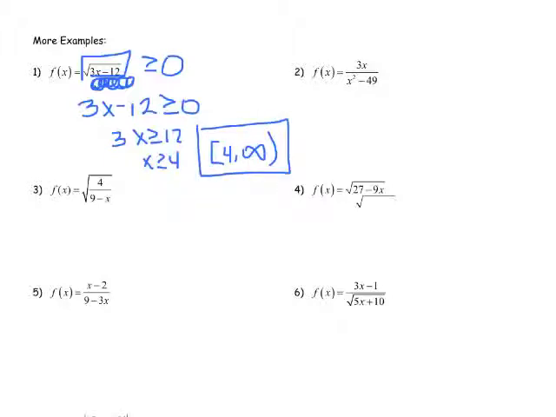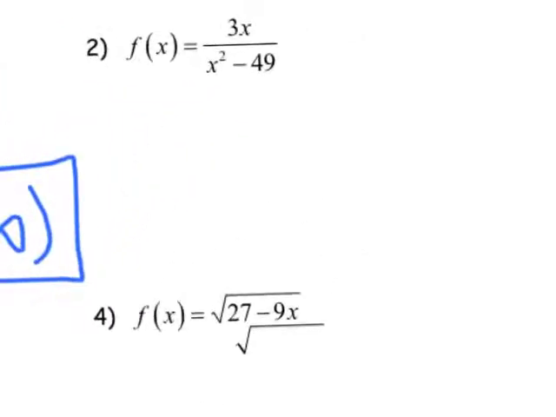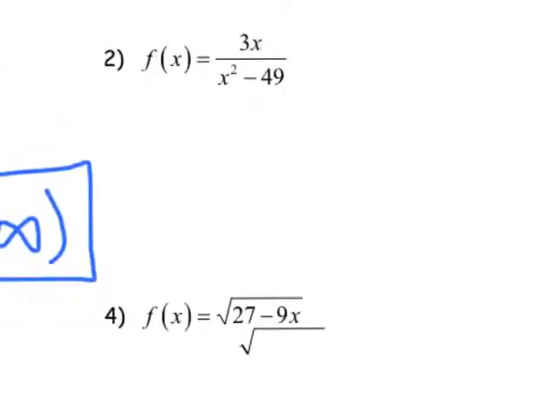Okay, all right, example 2, this is a little bit different than what we've seen so far. So we have 3x over x squared minus 49. If I look at 3x, that's just linear. That has no restriction. And x squared minus 49, that's just a quadratic. That gives me no restriction.